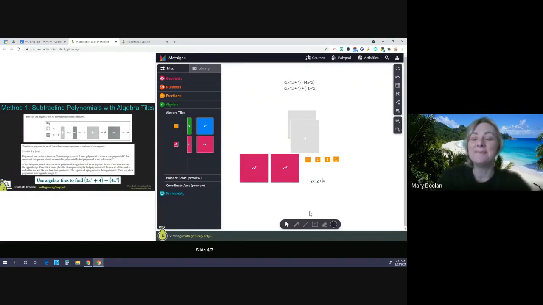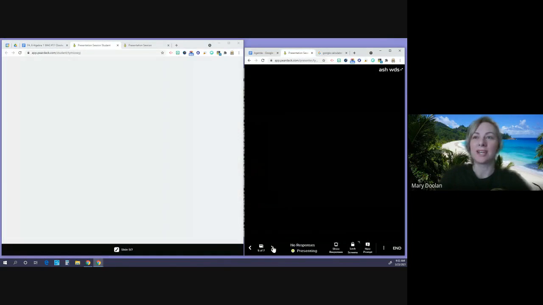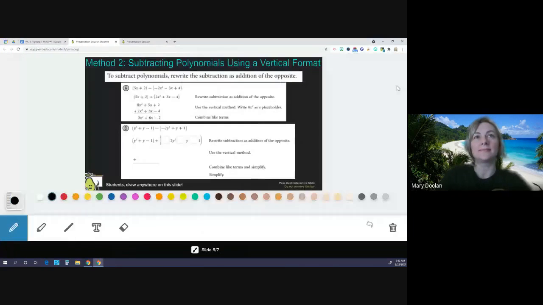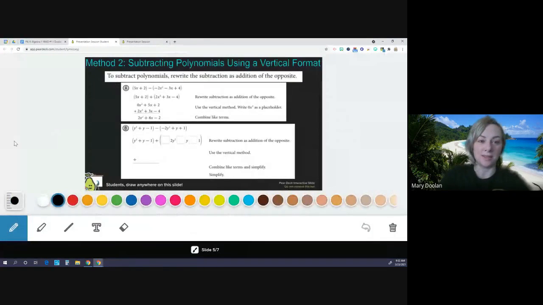Okay. And there you go. That's our answer. So that's how you use algebra tiles. Okay. Well, let's look at our other methods. So the second method, subtracting using a vertical format.